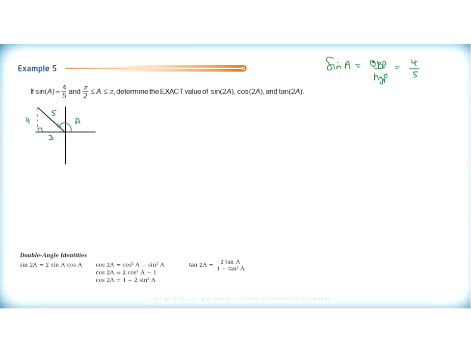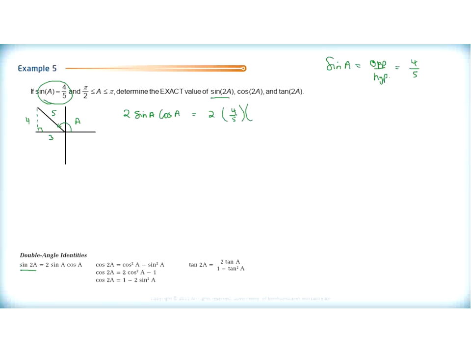So I know the adjacent side. Now we need to determine the exact value of the sine of 2a, cosine of 2a, and tan of 2a. Let's do that. Sine 2a is simply 2 times the sine of a times the cosine of a. So that simply becomes 2 times the sine of a, well that's 4 over 5. That's given. Sine of a is given. Times the cosine of a.